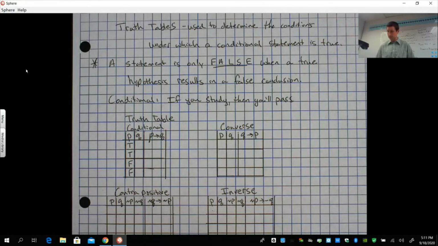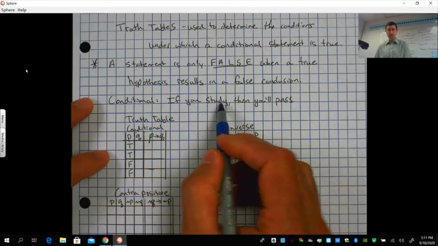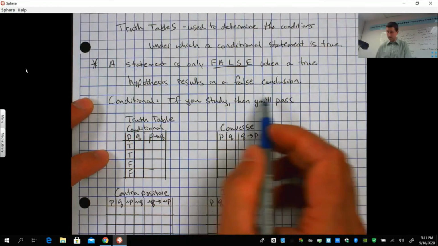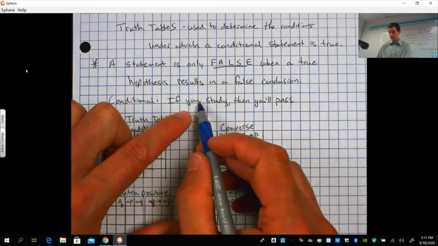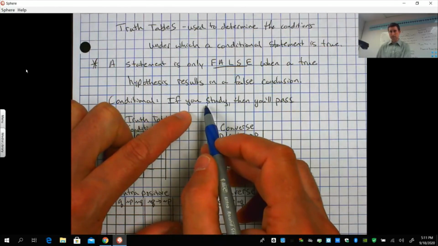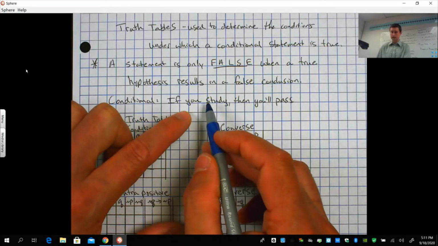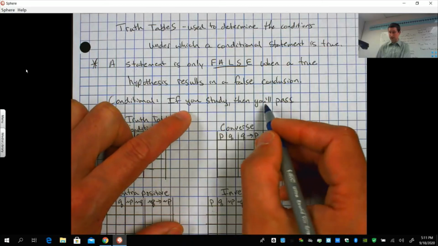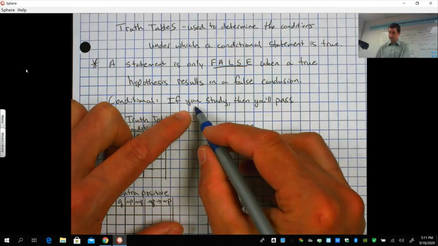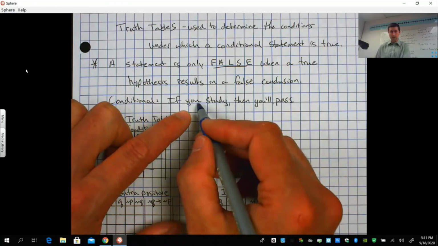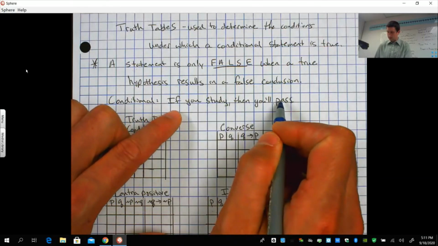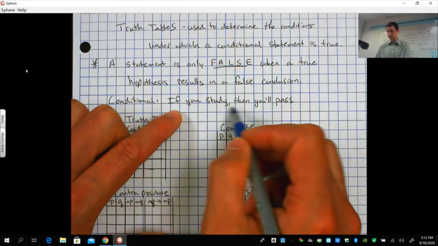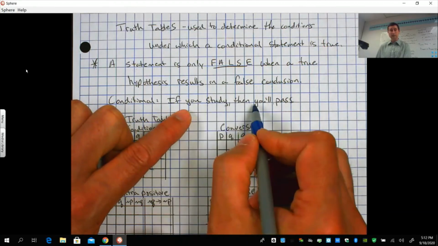So an example might be, if you study, then you'll pass. If you study, then you'll pass. So, does that mean you'll pass if you don't study? No. Remember, the converse and inverse are not logically equivalent. It does mean if you didn't pass, I know you didn't study. The negation of the conclusion means the negation of the hypothesis. But if I study, then you'll pass. So the only way you can prove this statement false is to study and not pass.